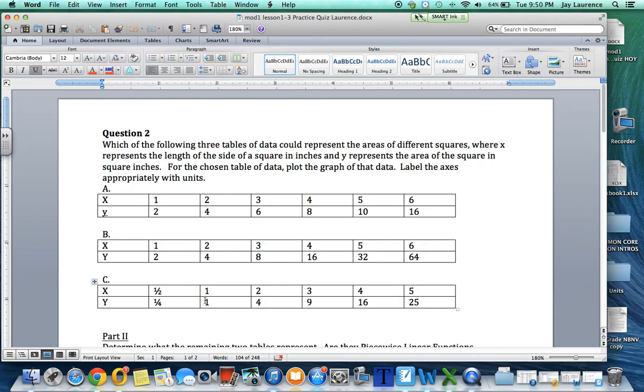Let's check C out. Let's start with 1. 1 times 1 is 1. 2 times 2 is 4. 3 times 3 is 9. 4 times 4 is 16. 5 times 5 is 25. Here, 1 half times 1 half is 1 fourth. Absolutely. So it must be C. So C is the graph.